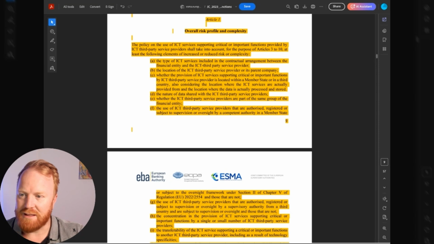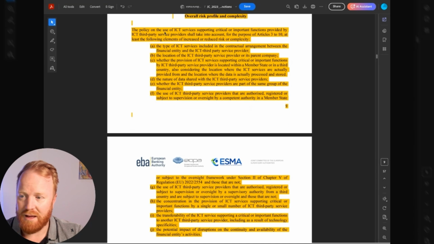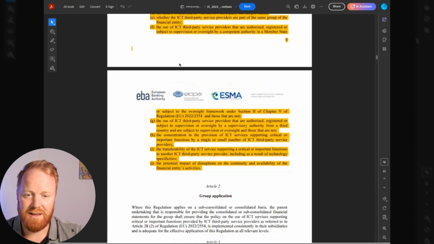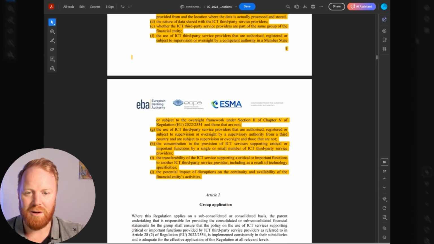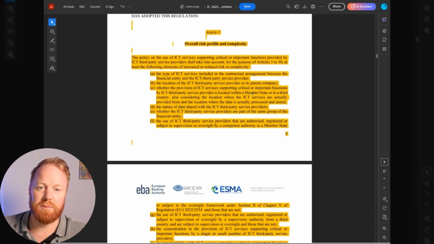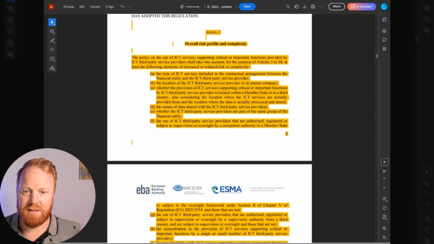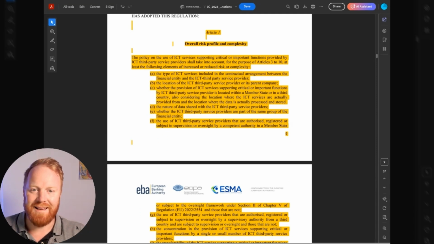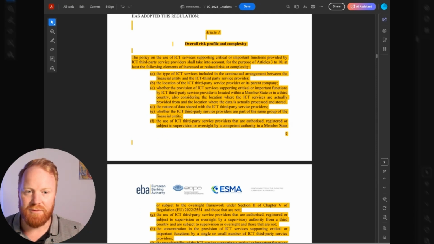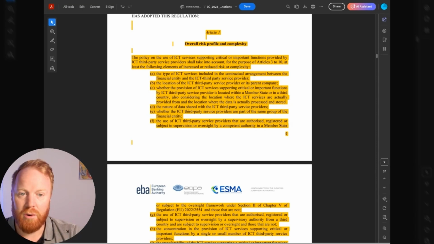Over here we can see the overall risk profile and complexity, and DORA has put this in a nice A to J format, which I'm going to break down for you quite quickly. The purpose of this article is to explain how financial entities should consider various factors that affect the risk complexity of using ICT (information and communication technology) service providers, by third-party providers.